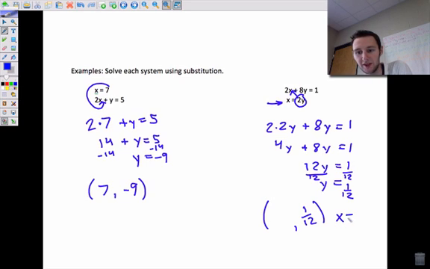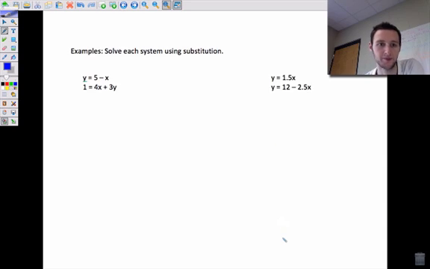So I've got x equals 2 times 1/12. 2 times 1/12 is 2/12. 2/12 is the same as 1/6. So my x coordinate for the solution is 1/6, and the y is 1/12. So I can write it like this. Okay.